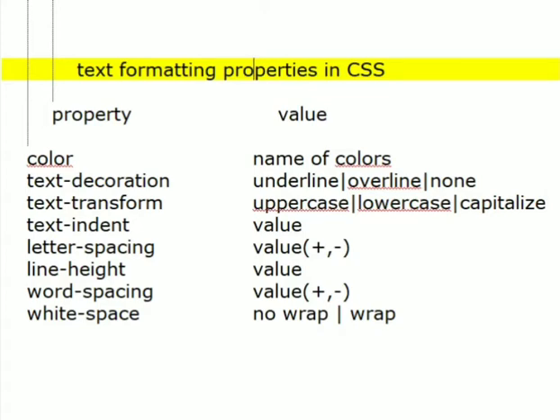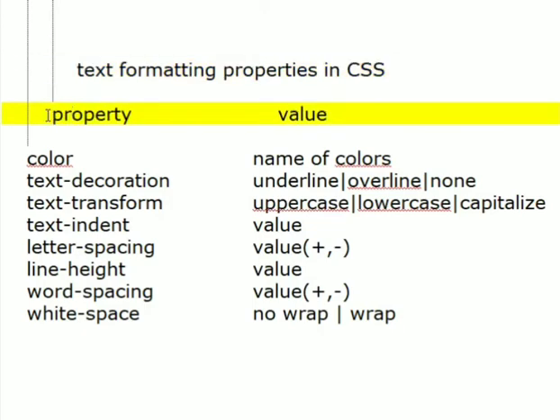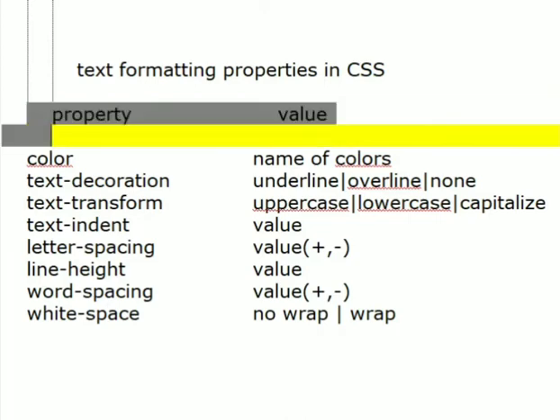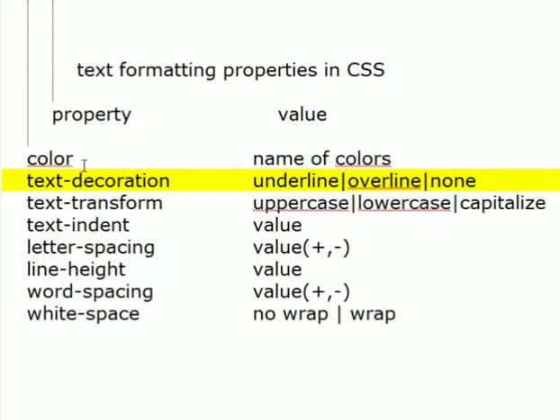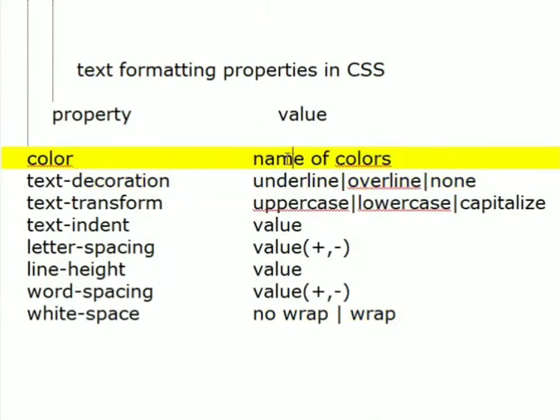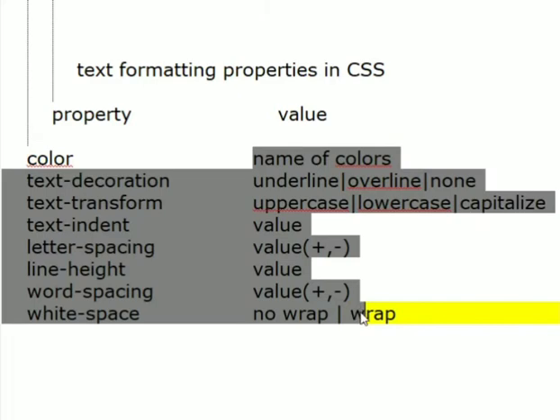CSS uses different types of properties which help to apply text formatting on HTML elements. Here I have created a table with the text formatting we can apply for the p tag or some different tags, and the values that each text formatting uses are written in the second column.